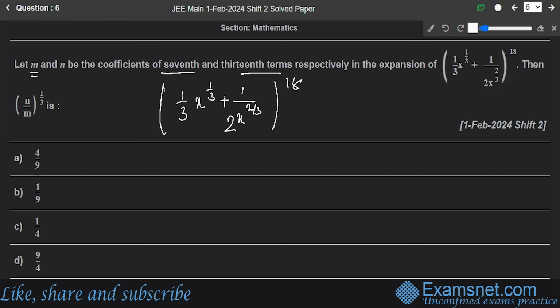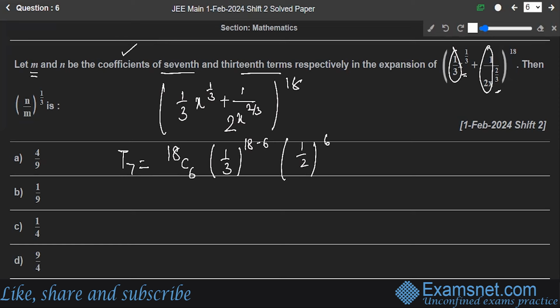The 7th term from here will be given by T7 is equal to 18c6. Now I am only interested in the coefficients, so I will not take x into consideration. I'll only take the coefficients of x. So the first one is 1 by 3 power 18 minus 6, second is 1 by 2 from here, this is power 6 only. 18c6, let it be like this only.